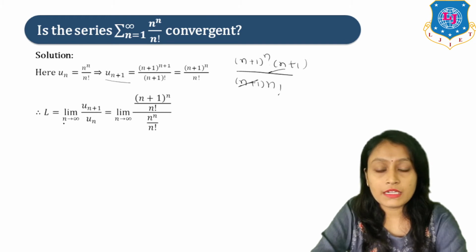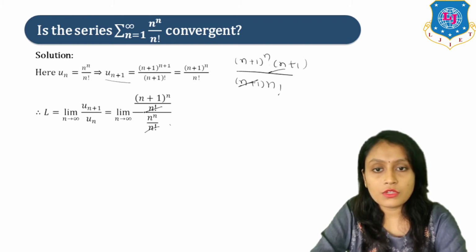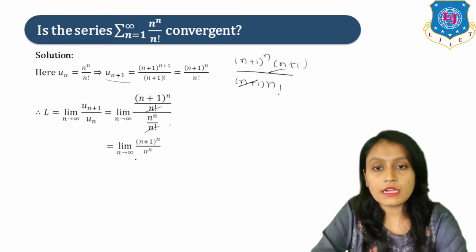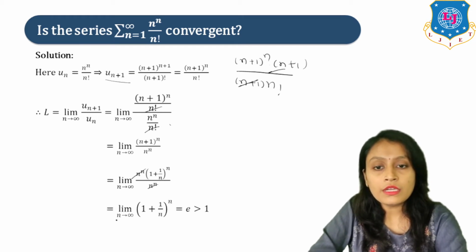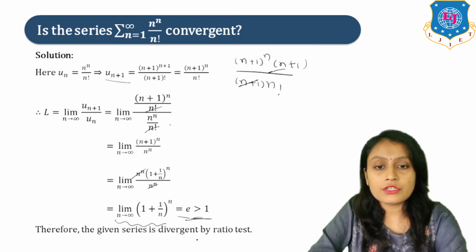Now we will find L, that is limit n tends to infinity, un plus 1 upon un. Substitute the answers of un plus 1 and un. Now this n factorial will get cancelled. What remains is limit n tends to infinity, n plus 1 whole raised to n, and here n raised to n. Now take n common from the numerator. So here we have n raised to n, and 1 plus 1 upon n whole raised to n, upon n raised to n as it is, so the n raised to n gets cancelled. And we know limit n tends to infinity, 1 plus 1 upon n whole raised to n is equal to e, which is greater than 1. So by the ratio test we can say that the series is divergent.